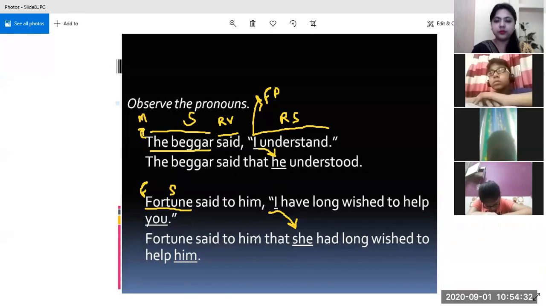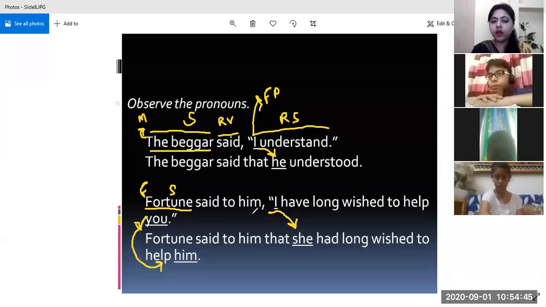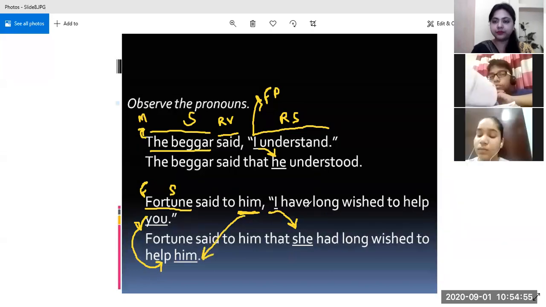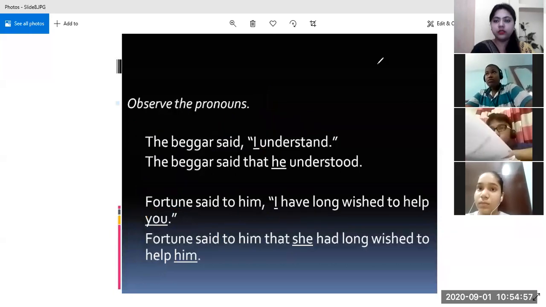And we can also see you has been written over here. You is in second person. So you changes into him depending upon the object of the sentence. What was the object? Him was the object. So again him will come in place of you. All right. Now let us move ahead.